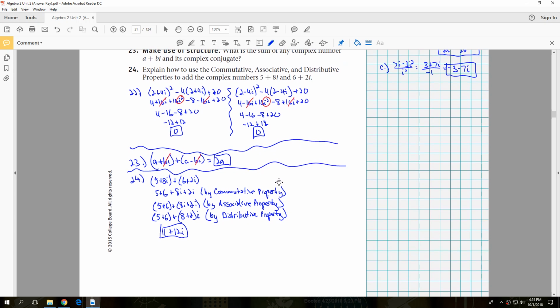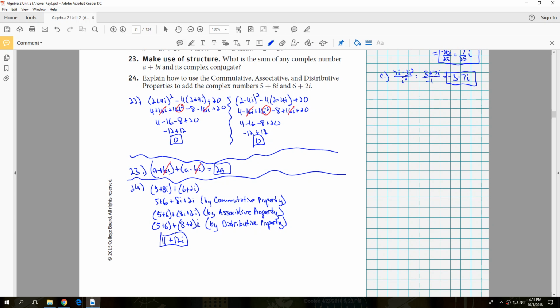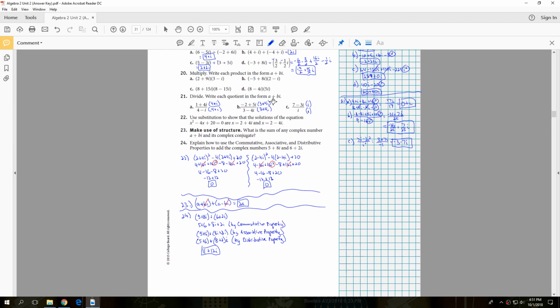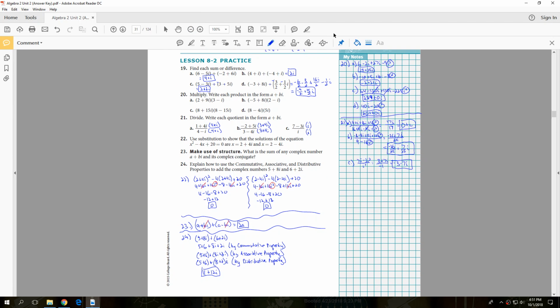All right. And that basically, going through every single little step, shows why we treat i almost like it's another variable. Okay, so that looks like it's the last problem here. Let's zoom out a little bit so we can see everything. And there we are. That finishes lesson 8-2 practice.